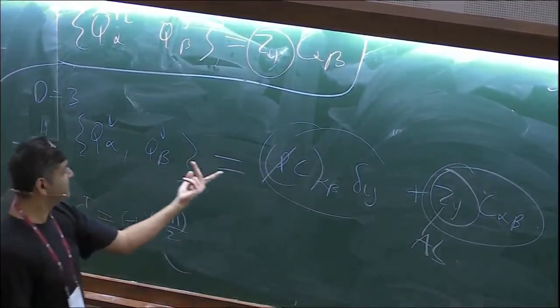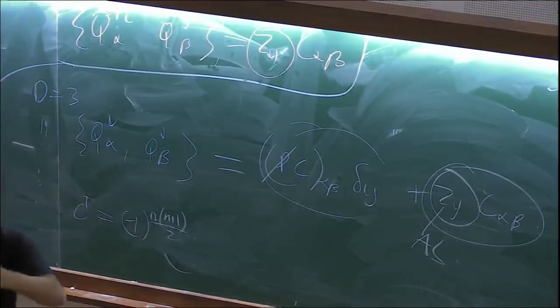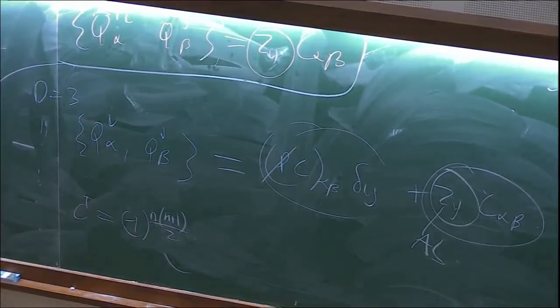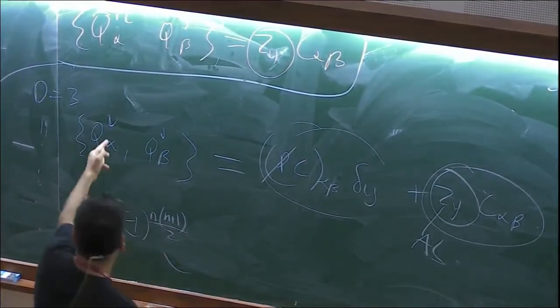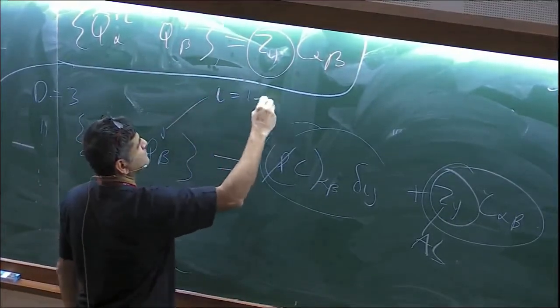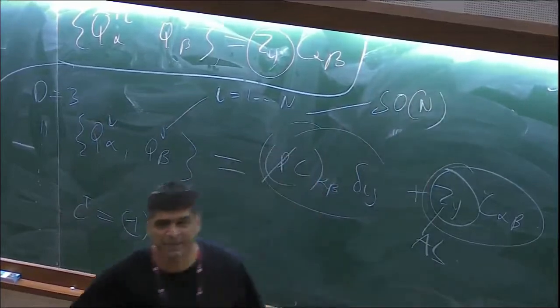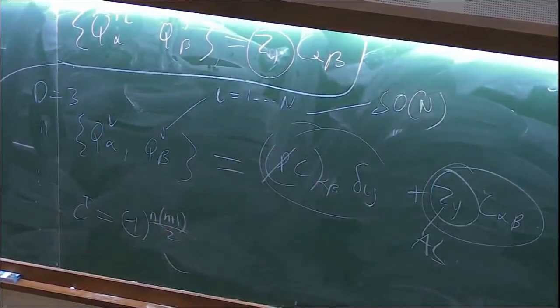What is the automorphism symmetry of the algebra? What is the symmetry of linear transformations on Q's that you can do that leaves the algebra unchanged? Well, this I and j run from 1 to n. And the automorphism symmetry is SO(n) because Q's are real. This Zij transforms like an antisymmetric tensor under SO(n). Is this clear?